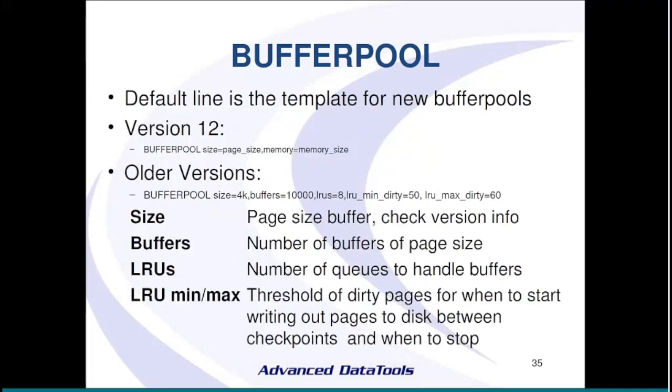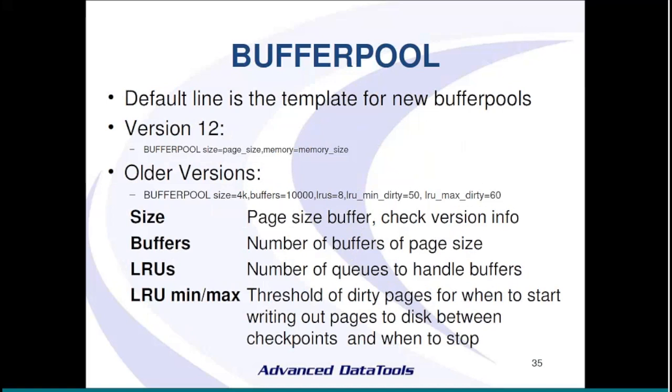So I apologize for the text being a little small on that, but version 12, but the older version, if you're running 11 or earlier, the syntax will be your size, the number of buffers. So the actual size in memory will be the number of buffers times the size. So in this case, it's 40 meg. Then there's the LRUs, which are the number of queues to actually handle writing buffers out. The actual queues for writing the dirty buffers out and reading new ones in.